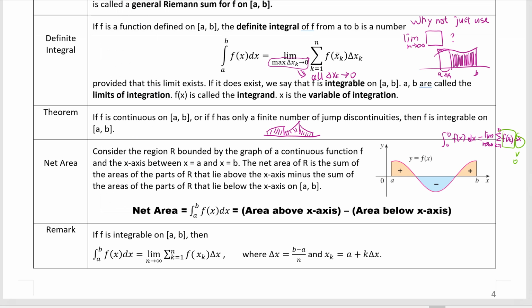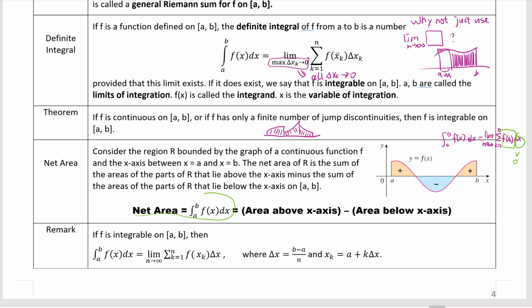If your f is above the axis, then f of x sub k is positive, you're adding a lot of positive terms, and your area will be positive. However, if f is negative and change of x is positive, then your sum is going to be negative. You're adding a lot of negative numbers, so the answer is still negative. That's why when your function f is below the x-axis, that area is going to be negative. So the net area of the region R is the sum of the areas of the parts of R that lie above the x-axis minus the sum of the areas of the parts of R that lie below the x-axis.